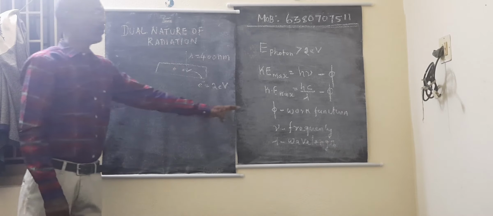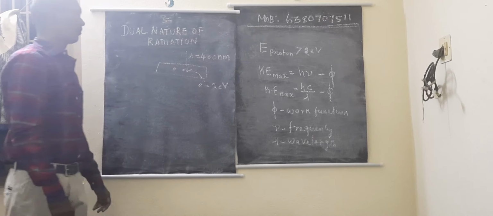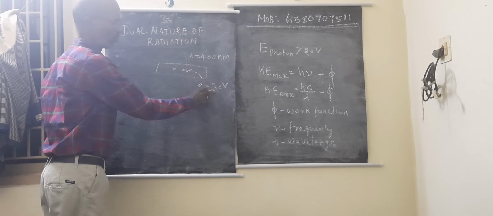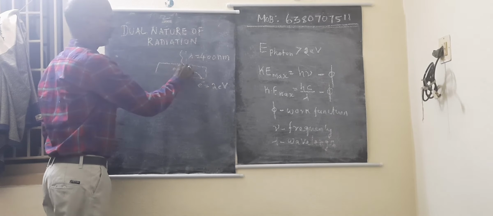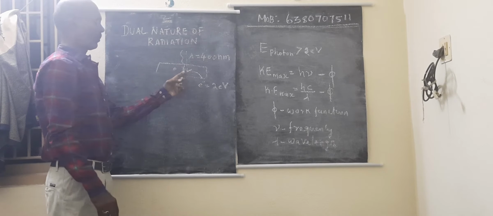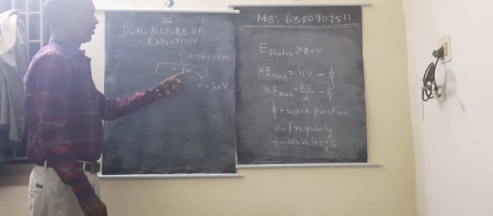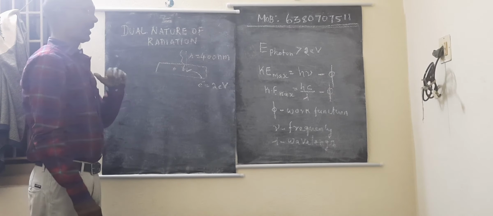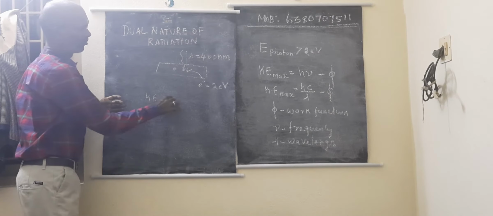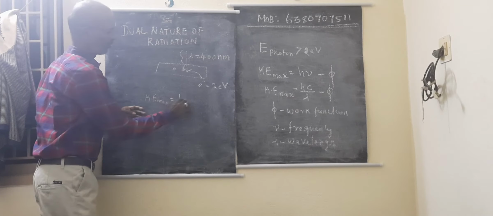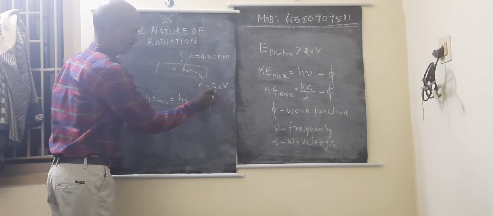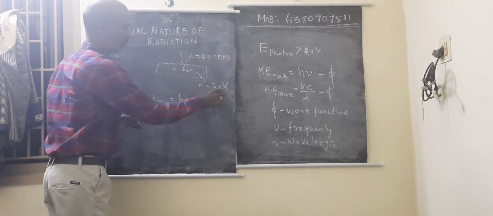Okay, we will see one problem related to this relation. Consider a metal whose outermost electron has an energy equal to 2 electron volt. If light of wavelength 400 nanometer is supplied to this metal, what will be the maximum kinetic energy? So kinetic energy maximum will be equal to h mu, that is hc by lambda, minus phi. This phi, the work function, is 2 electron volt.